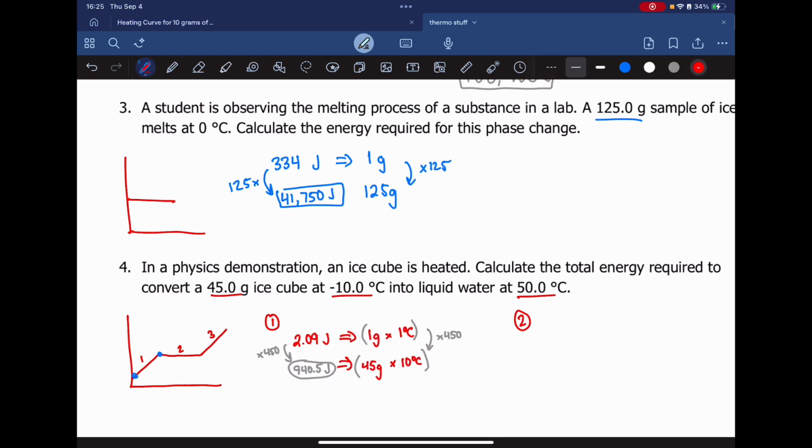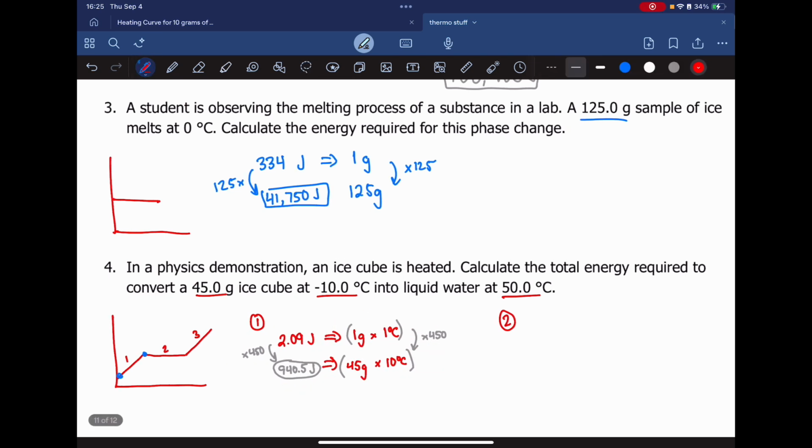All right, going into step 2 now. What are we doing? We're melting ice. If we are melting ice, then we need to use the heat of fusion. We know heat of fusion is 334. If you don't believe me, you can look at your own paper. 334 joules is the heat required to melt 1 gram of ice.